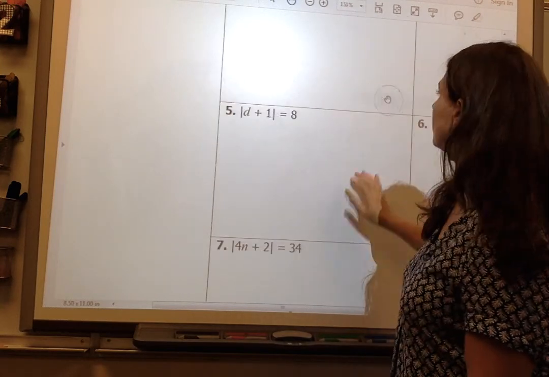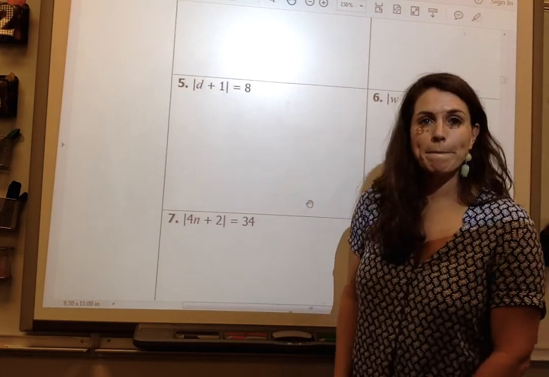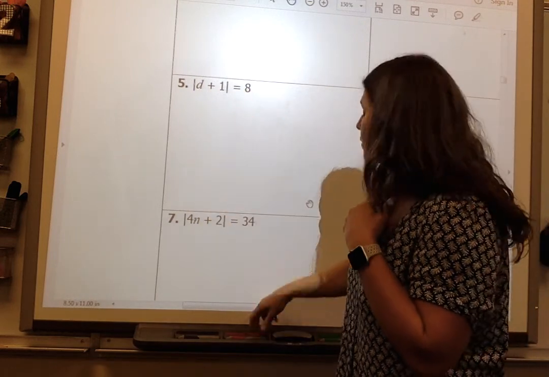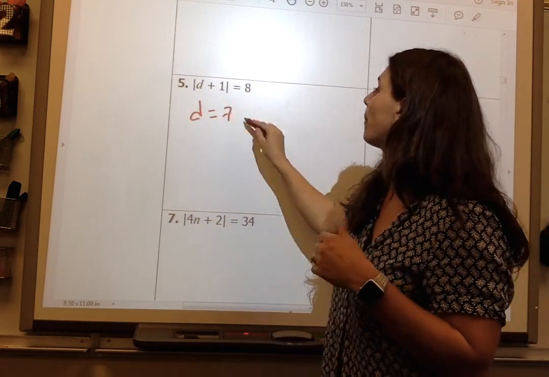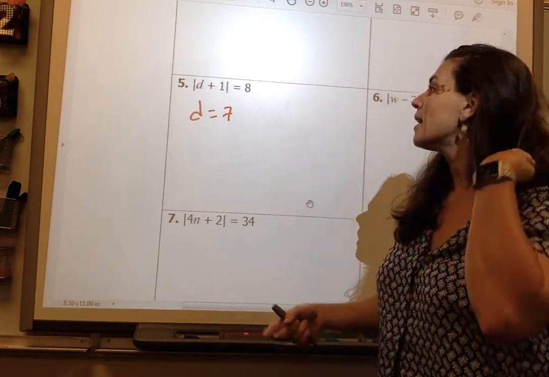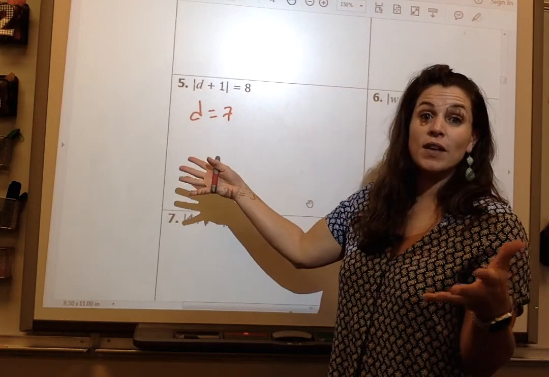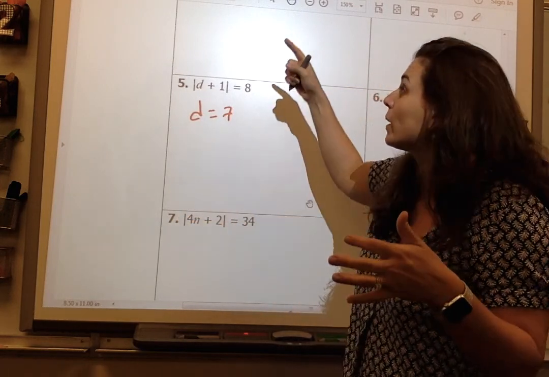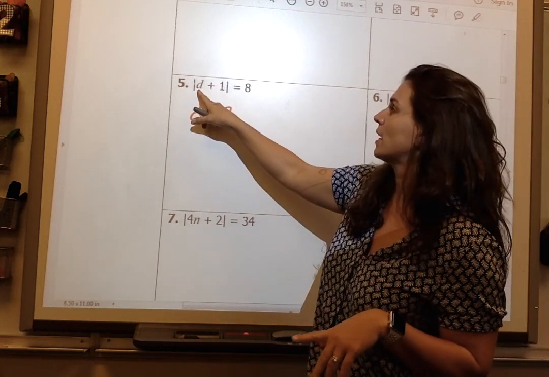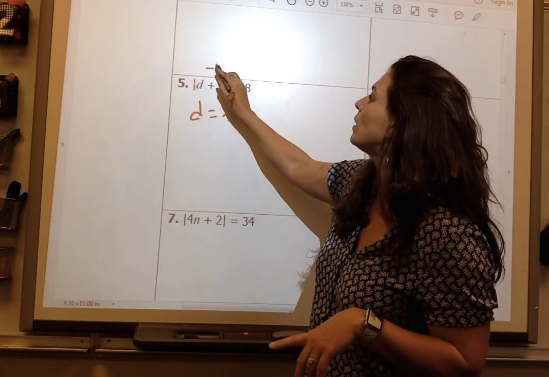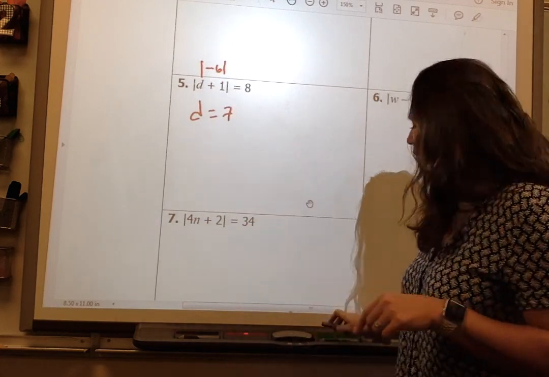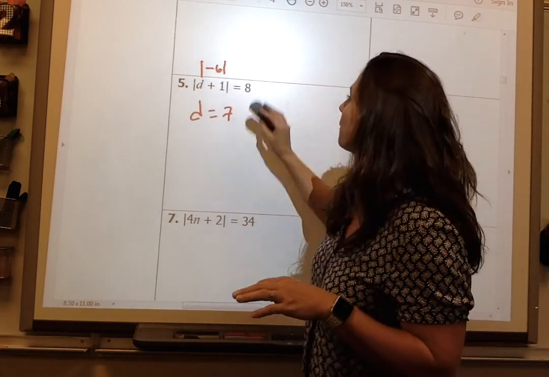Here I have d plus 1. So it's going to be equal to 8, the absolute value. So I know 7 is going to fit this criteria. 7 plus 1, the absolute value of 8 is 8. A lot of times students just say, oh, I found 7, let's just make it -7, because that's what happened in number 1 and number 3. Well, if I plug in a -7 here, a -7 plus 1 is a -6, and the absolute value of -6 is not 8. So -7 is not going to be okay here.